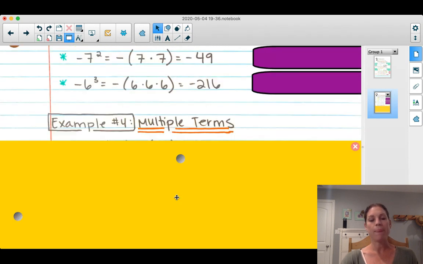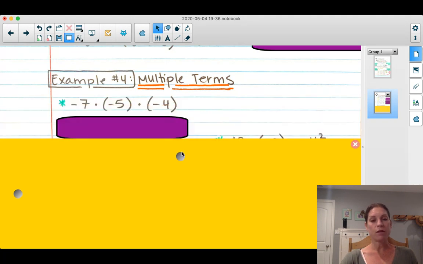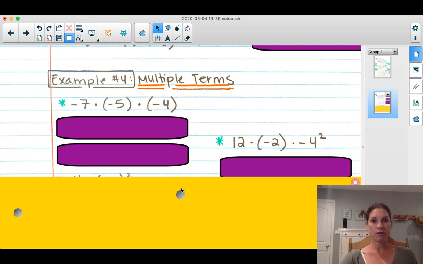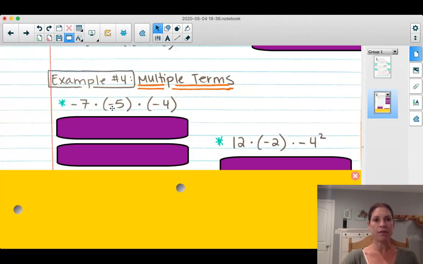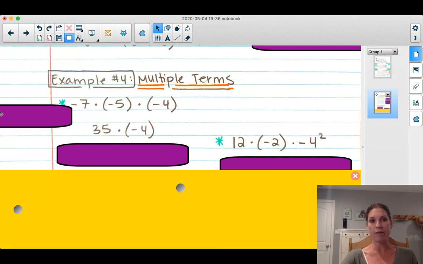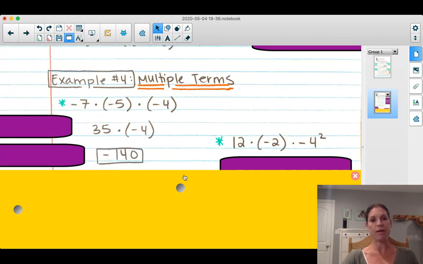Okay, now you might get a couple examples where you have multiple terms, okay? So here's our first guy kind of like that. I have negative 7 times a negative 5 times a negative 4. I have 3 negatives that are being multiplied together, okay? So the first thing I'm going to do is just multiply the first two. So I'm going to do negative 7 times negative 5, and that's going to give me a positive 35. Then I need to multiply that times a negative 4, and a positive times a negative gives me negative 140.